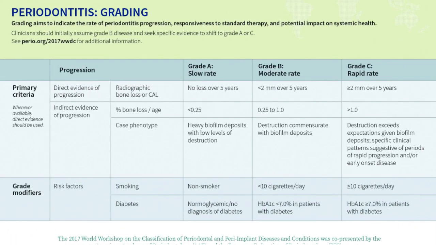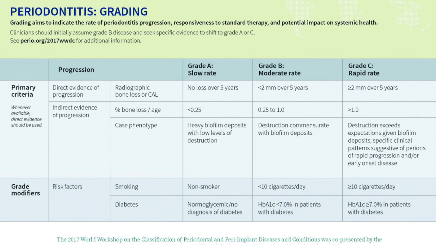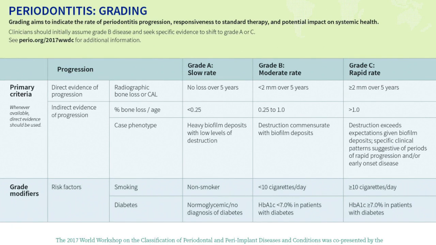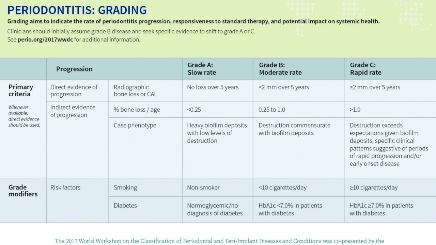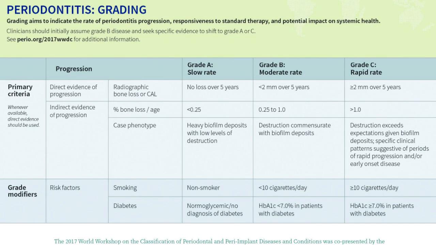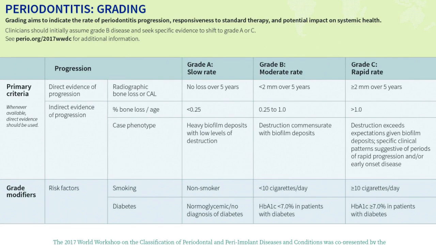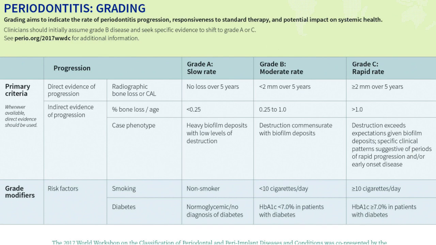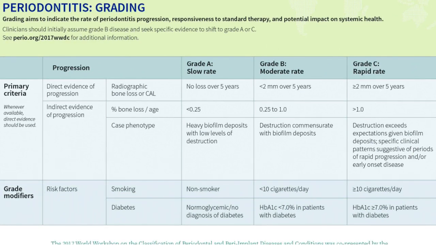Now, regarding the radiographic bone loss, it is grade A if the bone loss per age is less than 0.25. So you need to look at the bone loss per age. That is the most important contributing factor associated with the grading of periodontitis. Then the rest of the things, smoking, diabetes, are considered extra things that should be evaluated.